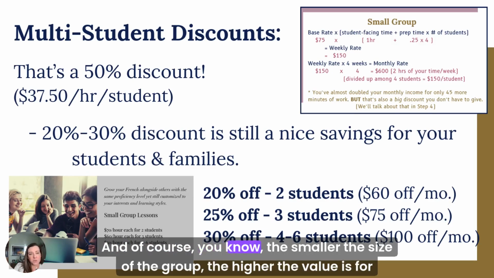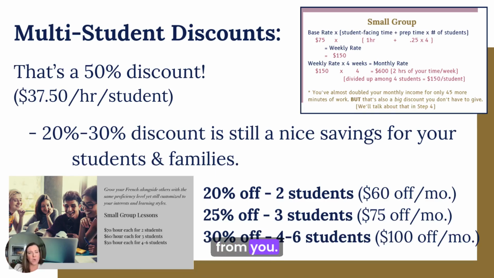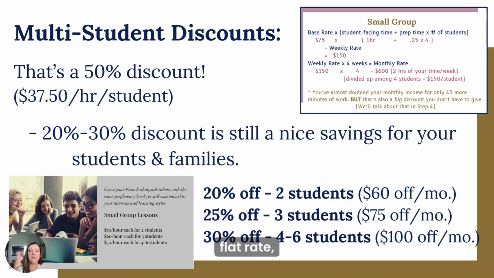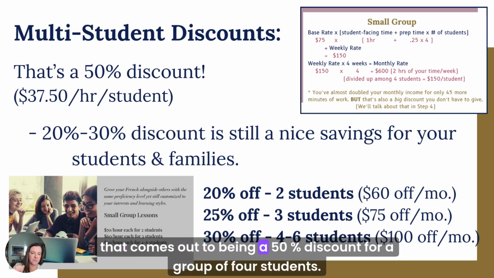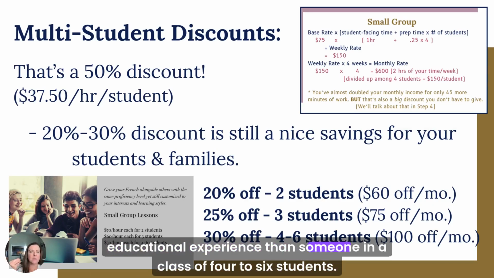And of course, the smaller the size of the group, the higher the value is for your students, because of the more personalized attention they're going to be able to get from you. So instead of just charging what the formula comes up with at a flat rate, that comes out to being a 50% discount for a group of 4 students. If it's only 2 students, they're still going to get a more one-on-one and personalized educational experience than someone in a class of 4 to 6 students.